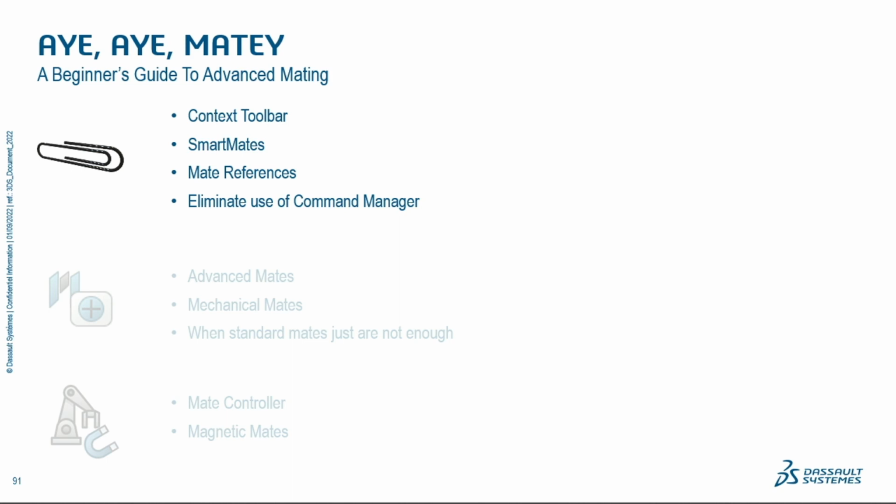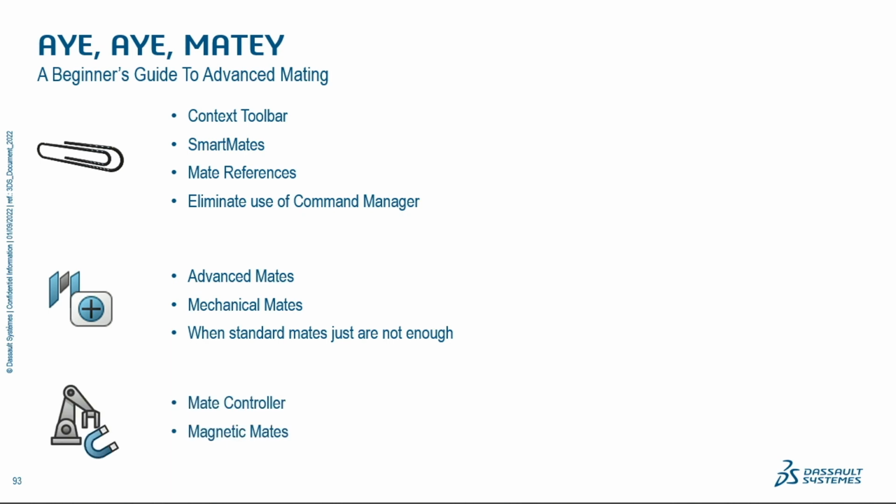The key thing here is you should never have to go up into the command manager to access any of those mates. When those aren't quite enough, we have those advanced mates that we talked about. We went over the width mate, the profile center mate, limit mates, slot mates here today, but there's other ones in there as well. And then lastly, if you need to do some mate-based motion, or have modular layouts, give these other mating tools a try: mate controller, magnetic mates, see if they can be beneficial for you there.